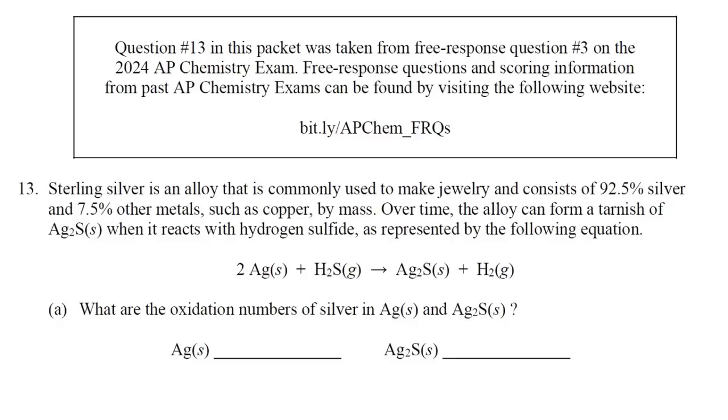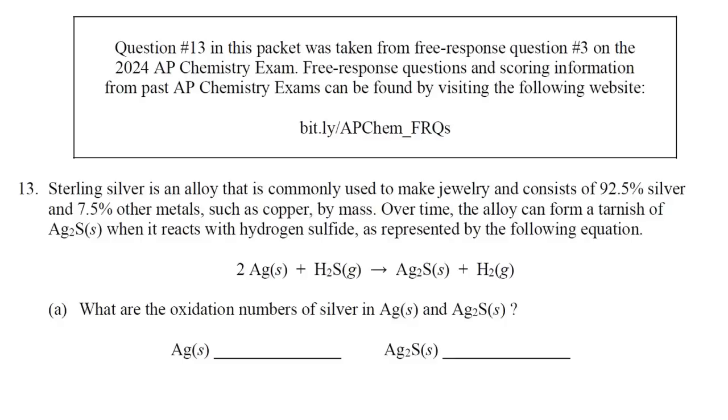Sterling silver is an alloy that is commonly used to make jewelry and consists of 92.5% silver and 7.5% other metals such as copper by mass. Over time, the alloy can form a tarnish of Ag2S solid, that's silver sulfide, when it reacts with hydrogen sulfide, as represented by the following equation. So in this equation, we can see 2 moles of solid silver reacting with 1 mole of hydrogen sulfide gas, H2S, and then the products are silver sulfide, Ag2S solid, along with hydrogen gas.